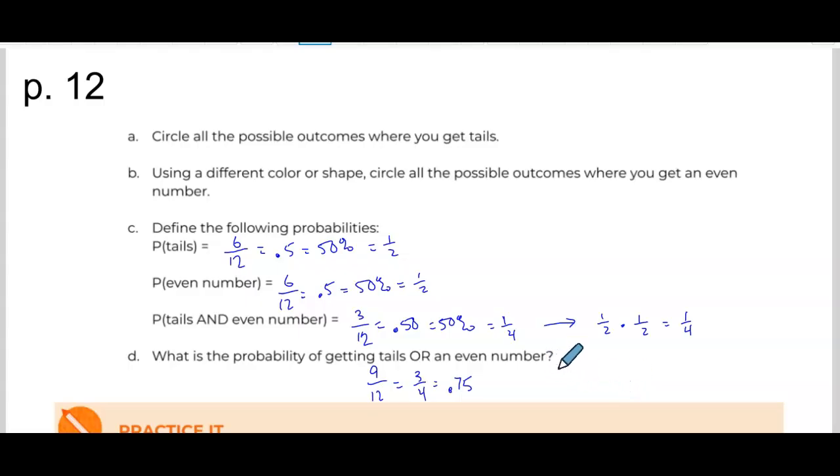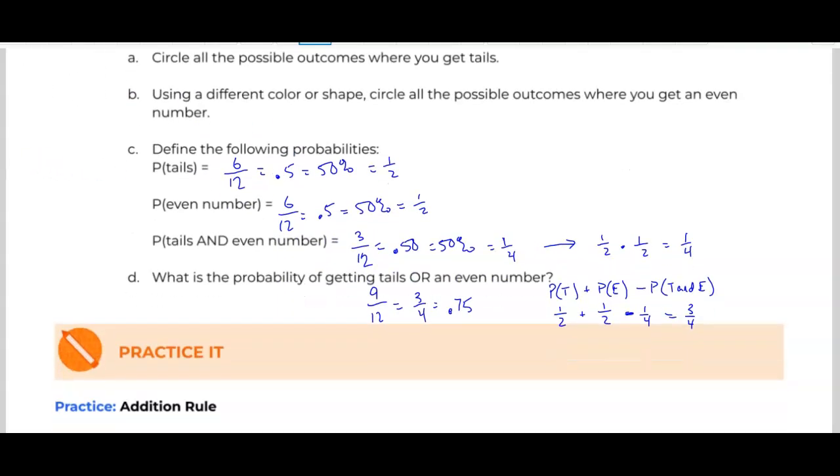Okay, another way to do that would be to take the probability of tails plus the probability of even and subtract the probability of both. Okay, so probability of tail was 1/2, probability of even was 1/2, probability of both was 1/4, and if I just go left to right here, that comes out to 3/4. So the formula works. Okay, go back and review that if you need to. We're going to go on to the next section.